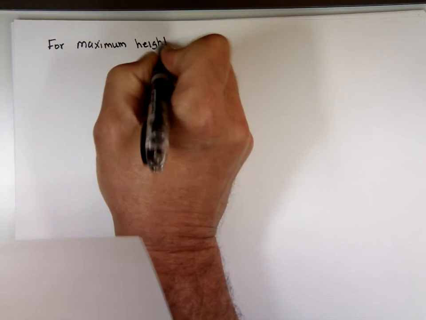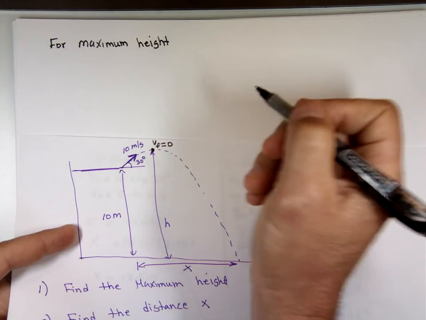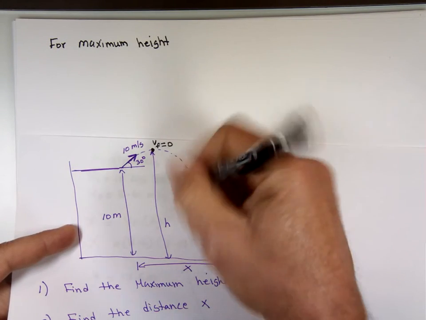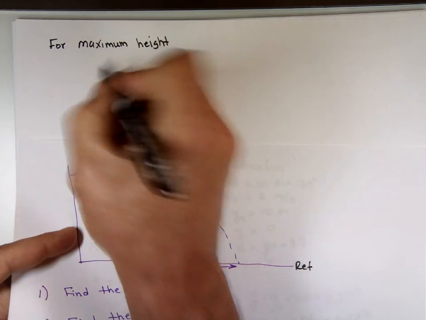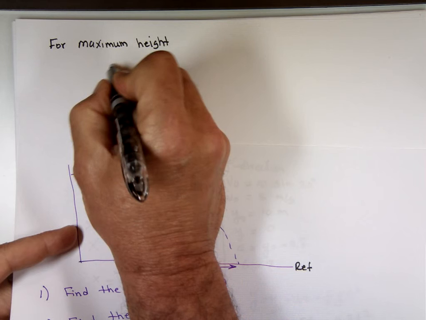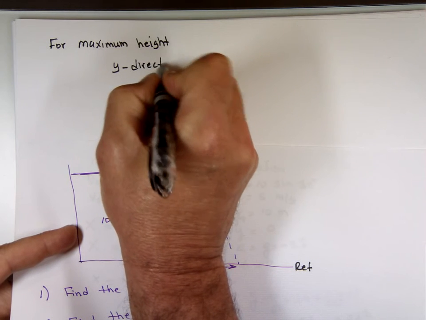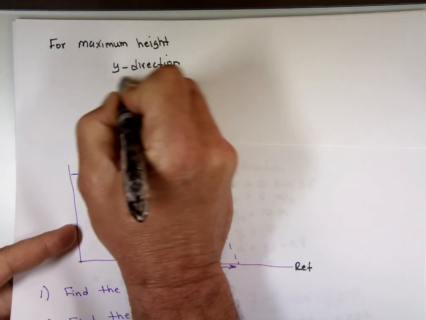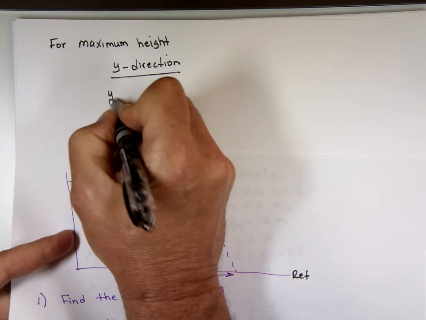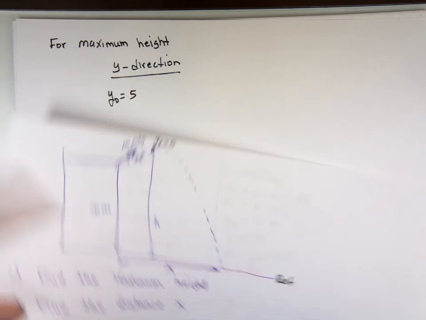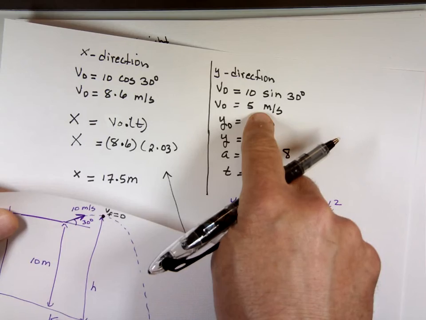Let's write what we know. In the y direction, we know the initial velocity in the y direction, so I'm just writing about the y direction here. The initial velocity was 5. Remember that? Right here. Positive 5, because you were going upward.